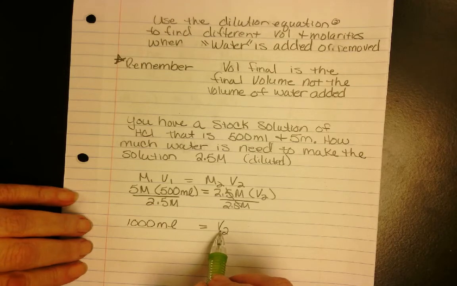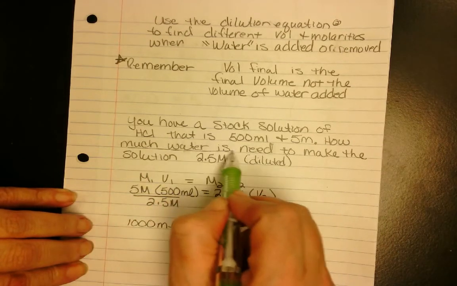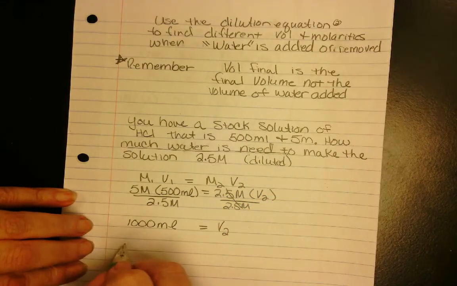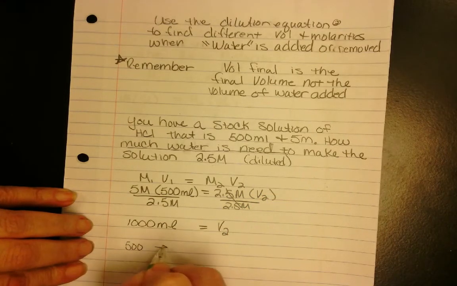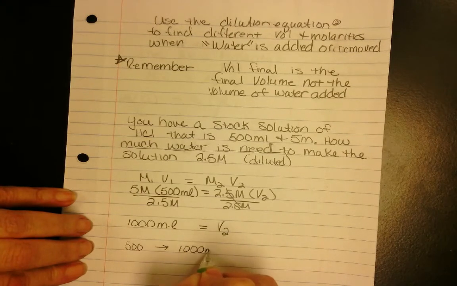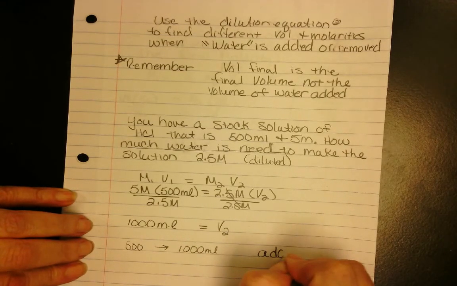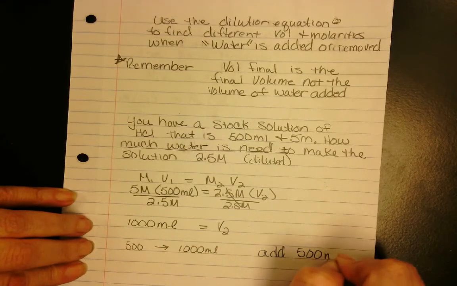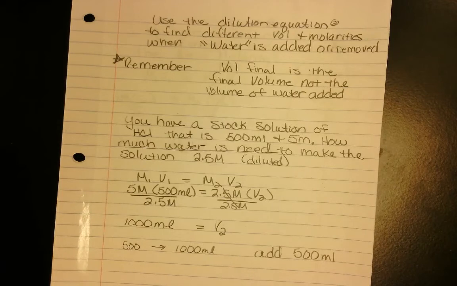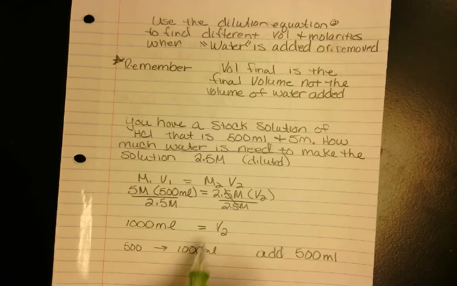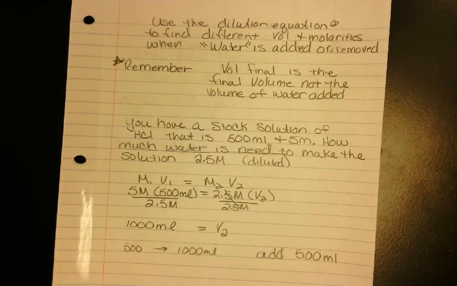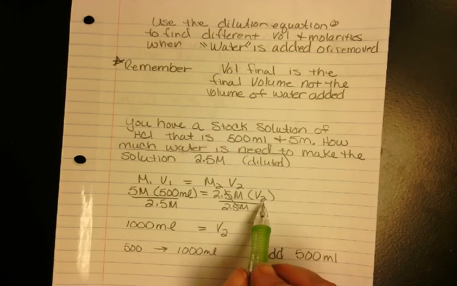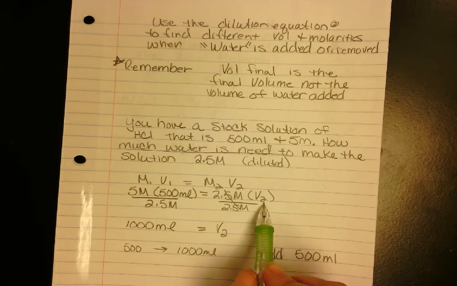That's not what my question asks. My question asks how much water is needed. Okay, so I started with 500 and I'm going to 1,000 milliliters. So I'm going to add 500 milliliters. Okay, so that's how much more water is needed to add to that. If they wanted to know the final volume, it would be 1,000, but they asked how much water is needed to make that solution 2.5 molar. So that's basically the trick. You have to remember, what are they asking for? Are they asking for final volume, or are they asking for water added?